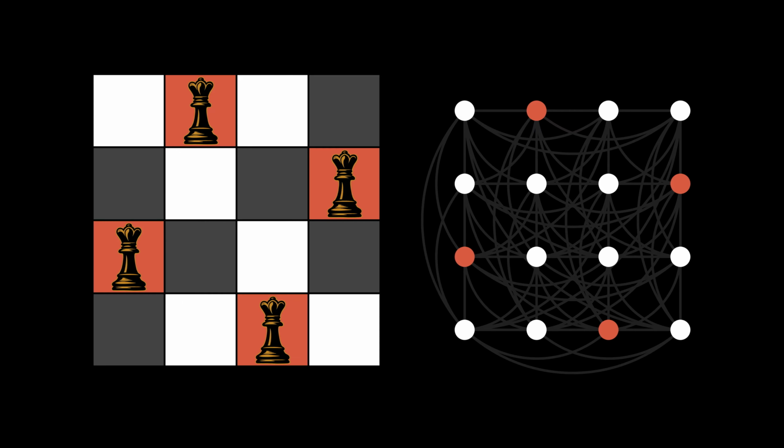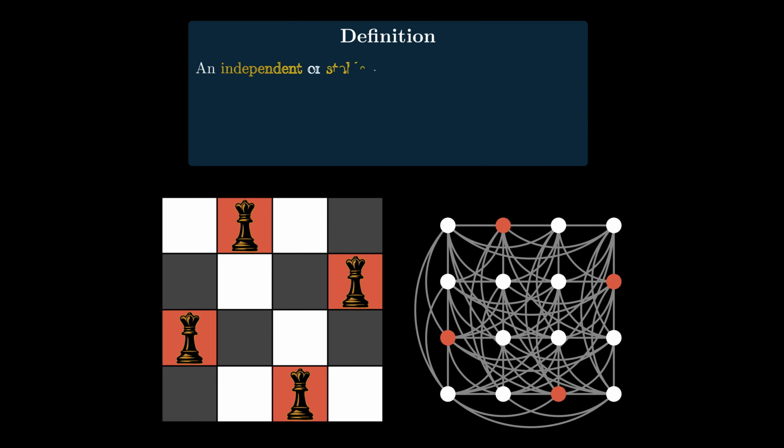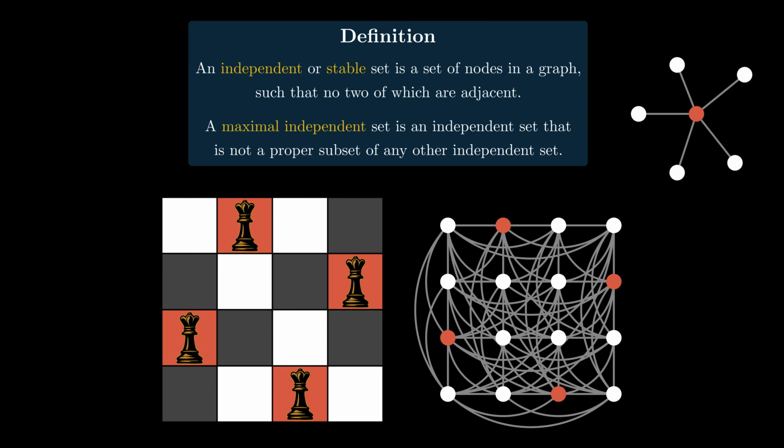But what exactly is an independent set of nodes in a graph? An independent or stable set is a set of nodes in a graph such that no two of which are adjacent. A maximal independent set is then an independent set that is not a proper subset of any other independent set.